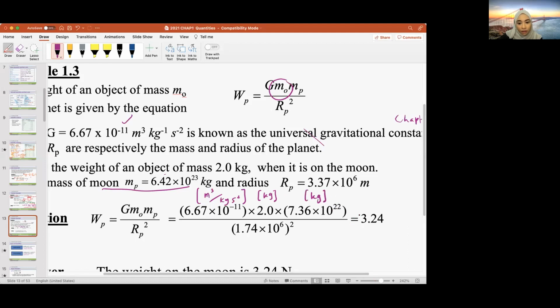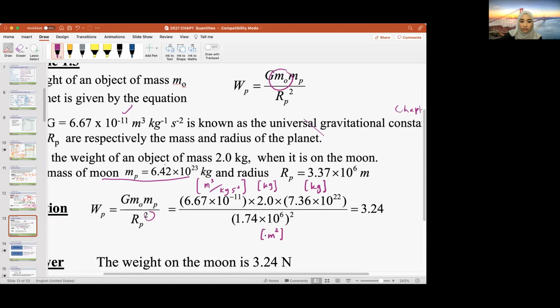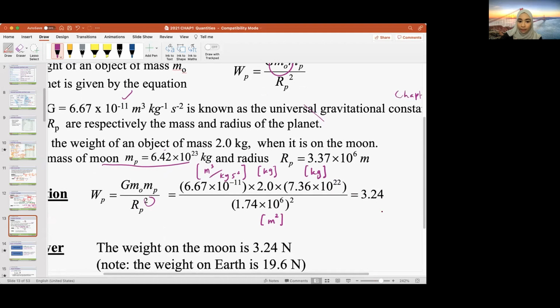And then we have RP. What is RP? RP is the radius of whatever planet that is, or the moon. We are not sure anymore. So this is in meter. It is squared, so it becomes meter squared. Now I use my calculator, calculate everything, and I get 3.24. But I want to know if I really get Newton with this equation.